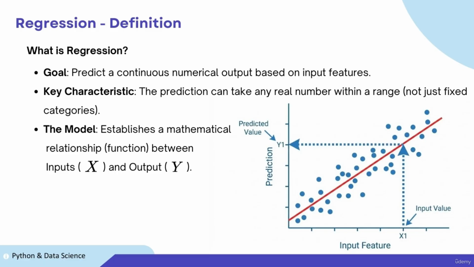Let's dive into regression. Visually, this is best represented by the graph you see here. The blue dots are our data. The red line is our model. The goal of regression is to predict a continuous numerical output. Continuous is the key word. It means the answer can be any real number, 5.1, 5.2, 5.25. It is not limited to fixed buckets. We are establishing a mathematical function, f of x, that draws that red line through the chaos of the data to give us a precise prediction.